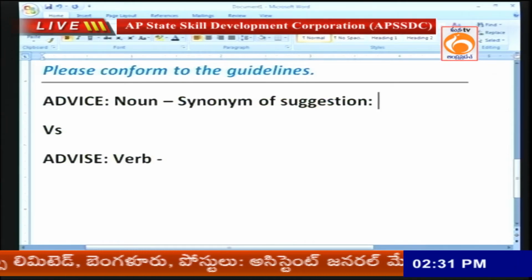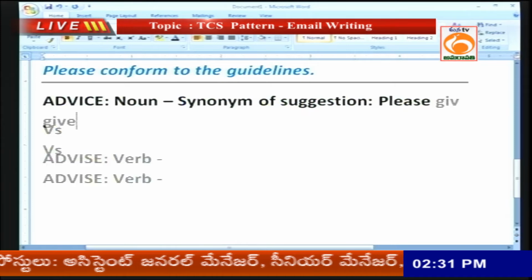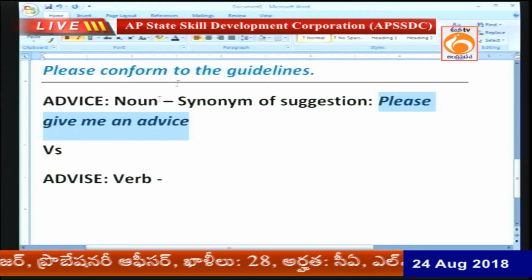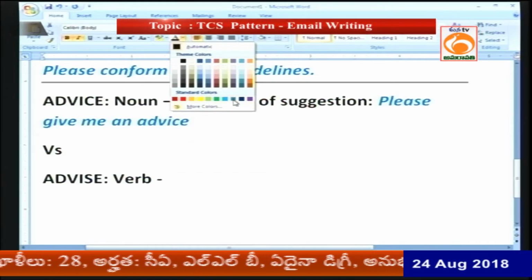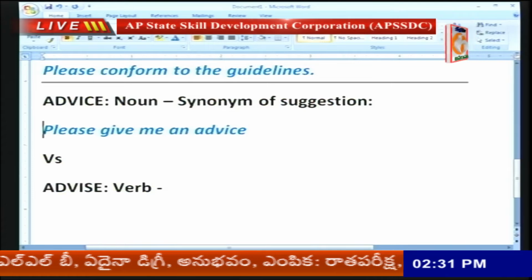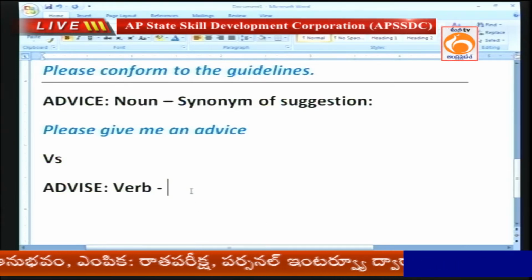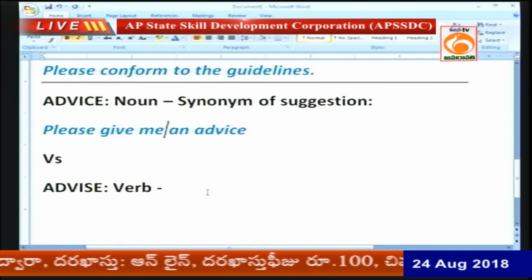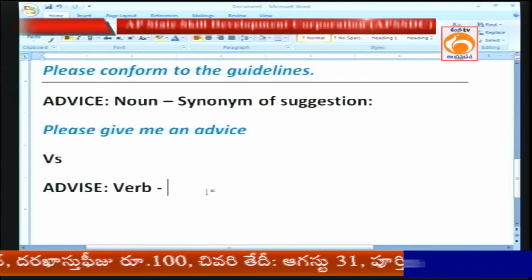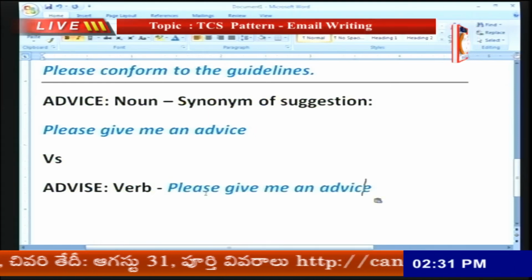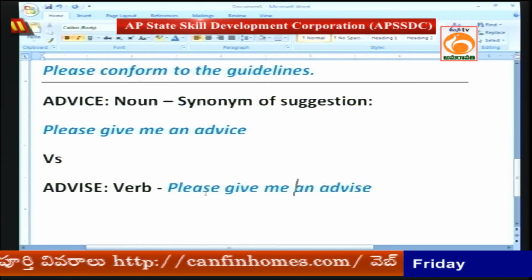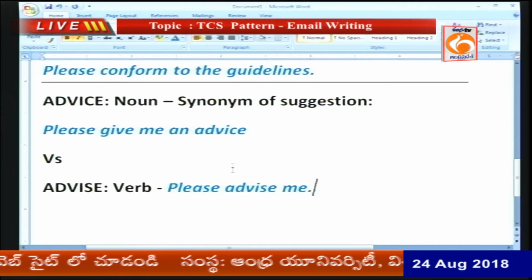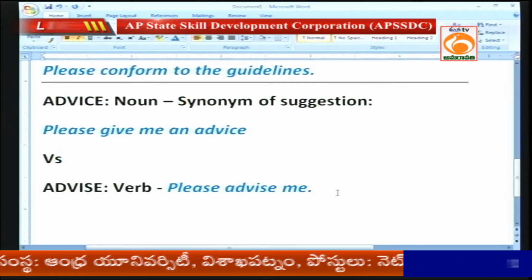For example, I can say please give me an advice. Now this is a noun, so I can say please give me an advice. Now if it's a verb, the same word I use as a verb, and I've got to write it differently: please advise me. Please give me an advice or please advise me.